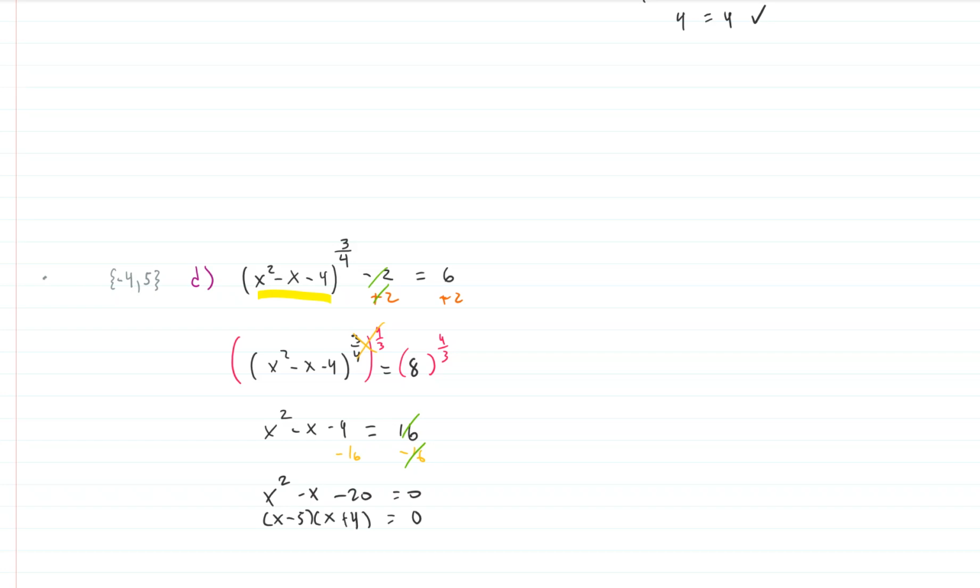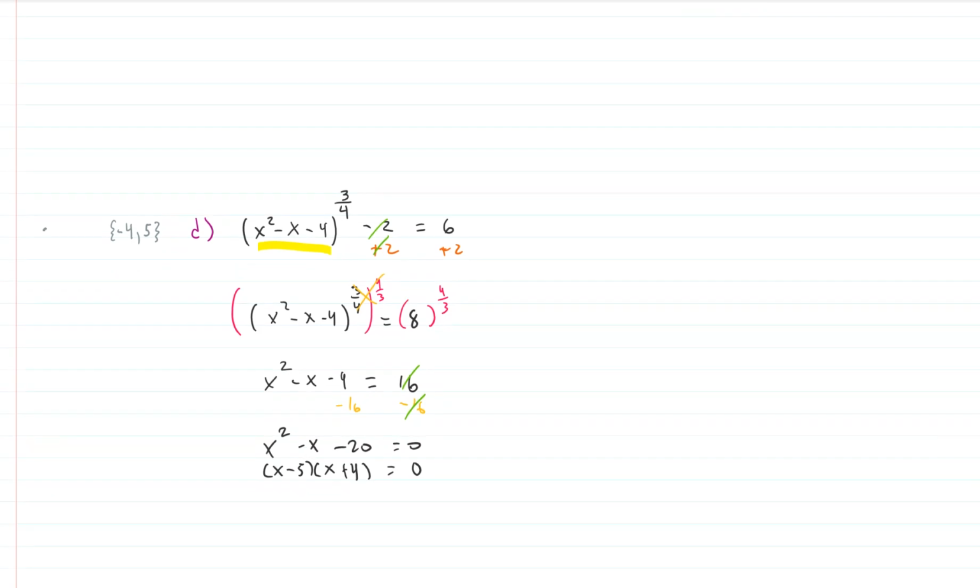Then we set both of those factors equal to 0 and solve. x minus 5 equals 0, so that means x equals 5. And x plus 4 equals 0, so that means x equals, if we take 4 to the right side, it becomes negative, x equals negative 4. So those are the two options, and we need to check both of those.